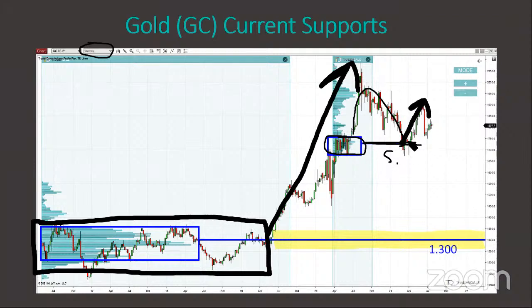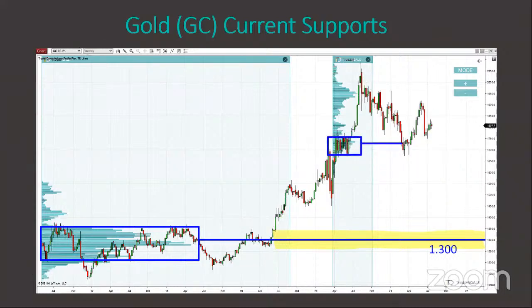However, this support is already spent. And I don't trade levels twice. Only first touch, only first test. So this one is already tested, already spent. However, there is another significant volume zone. And that significant volume zone is in here, around 1300.